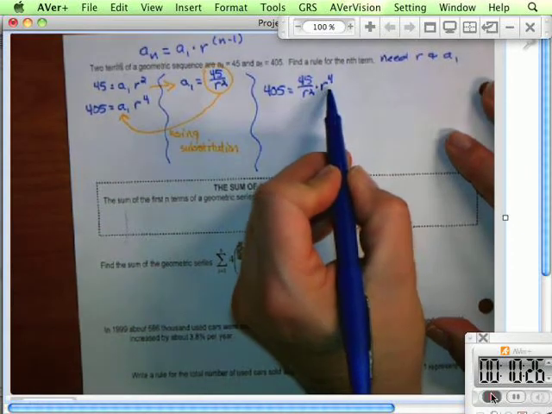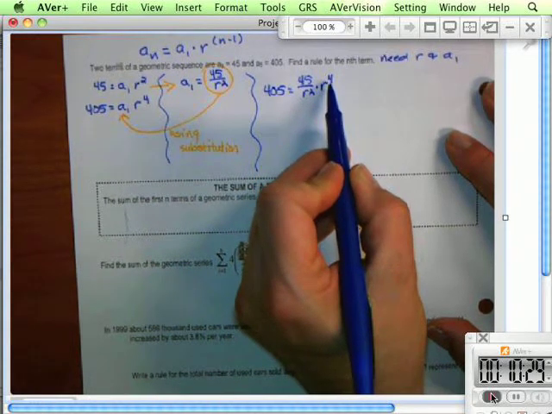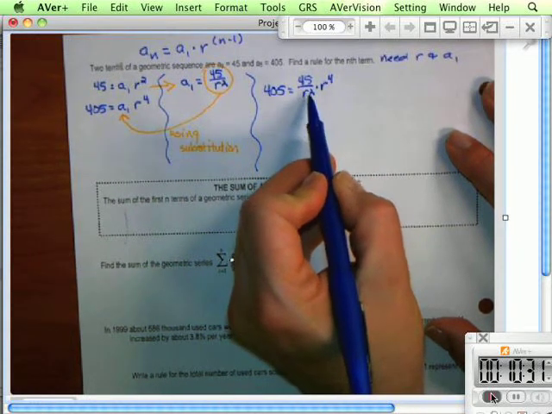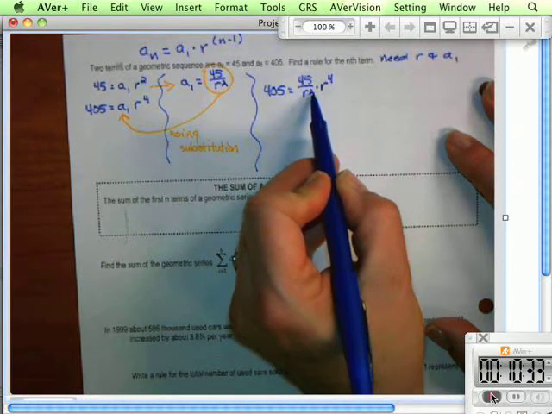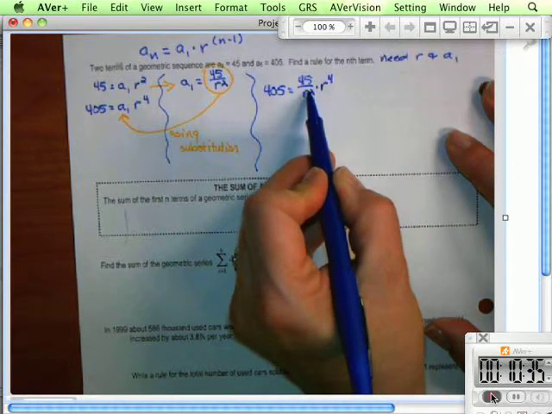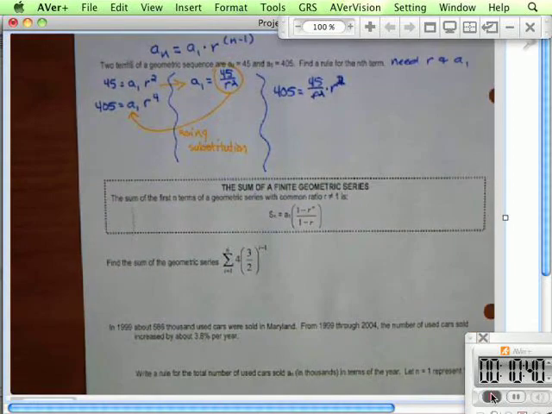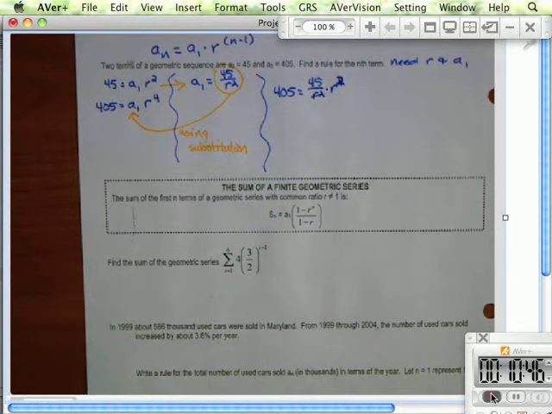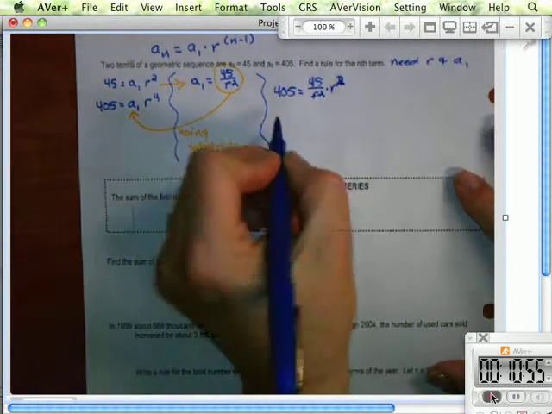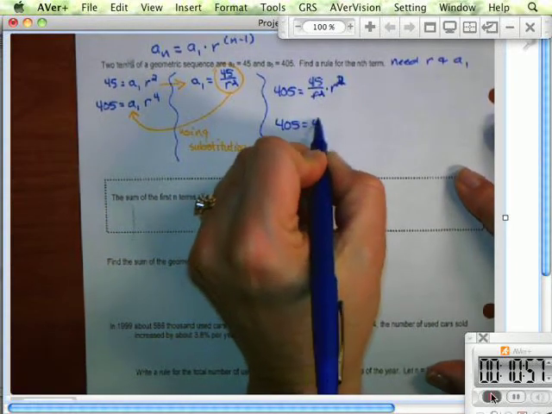Now look. This r to the fourth is really in the numerator, isn't it? It's really over 1. So I really have r to the fourth divided by r squared. Correct? So this goes away, and I have 2 left here. Do you see what I did? R to the fourth is in the numerator, so it's really r to the fourth divided by r squared. So I can get rid of that denominator and have r squared in the top. So now it looks like this. 405 equals 45 r squared.